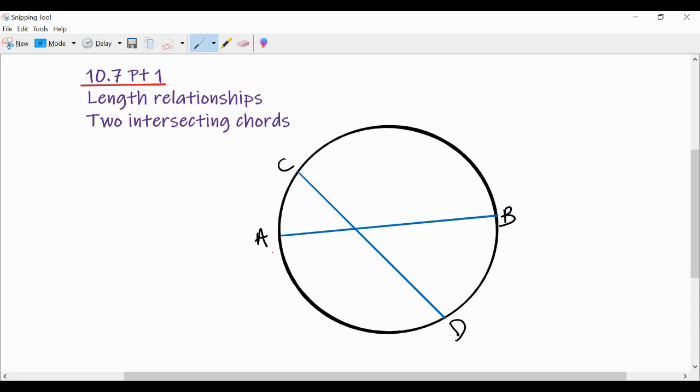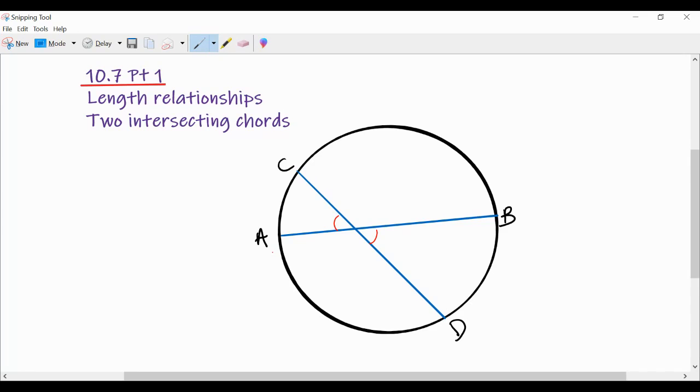Now, the only information I have right now is that I have two congruent angles here. These guys are vertical angles. And really, there's nothing else I can do here to find the length besides measure it myself. But we're going to figure out a way to indirectly measure lengths of chords.